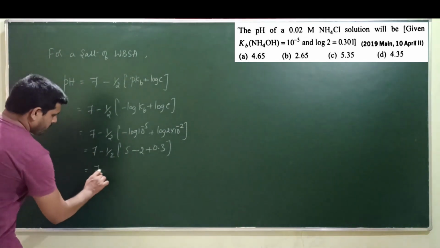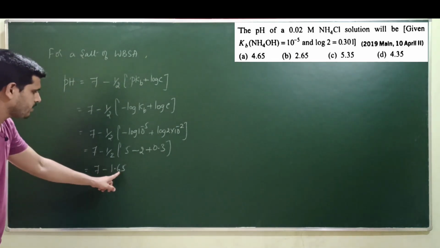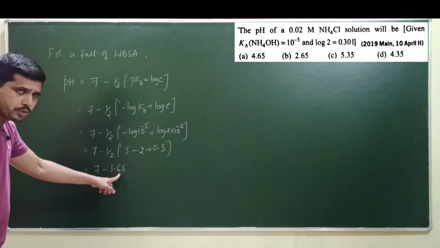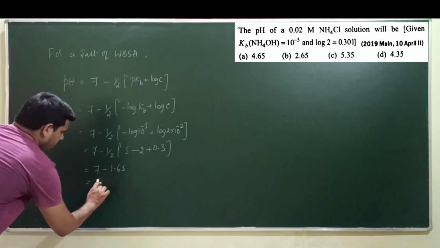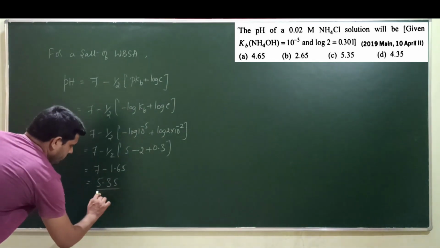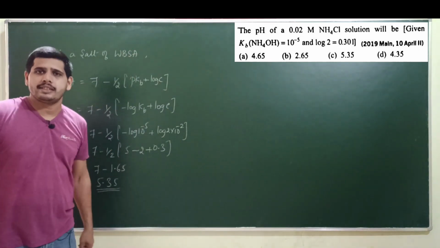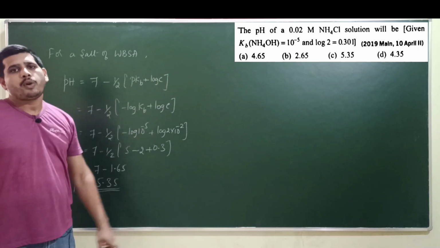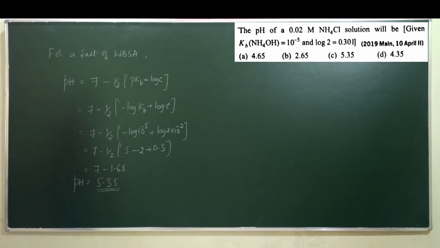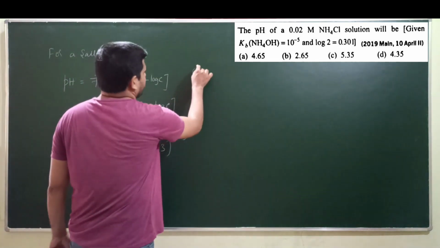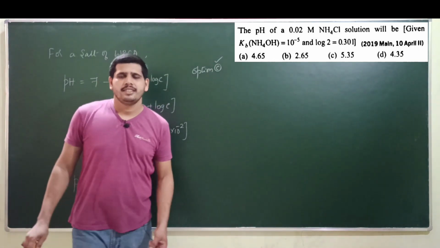So this is 7 minus 1.65, which is equal to how much? 1.65. If you add 0.35, it will be 2. So 7 minus 1.65 is 5.35. So this is the pH of the weak base and strong acid salt ammonium chloride in 0.02 molar solution. So which option to be selected, dear students, is option C, which is the right answer. That's it.